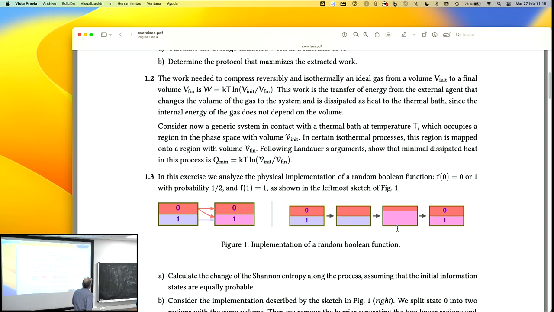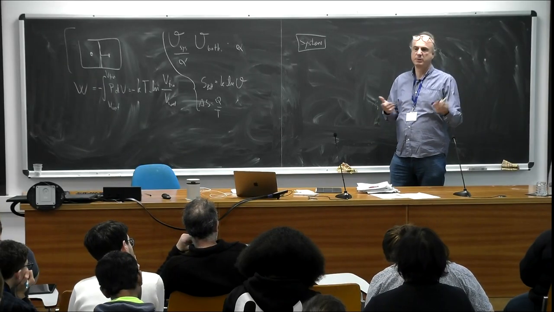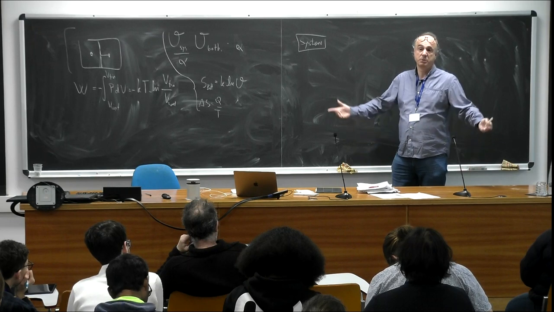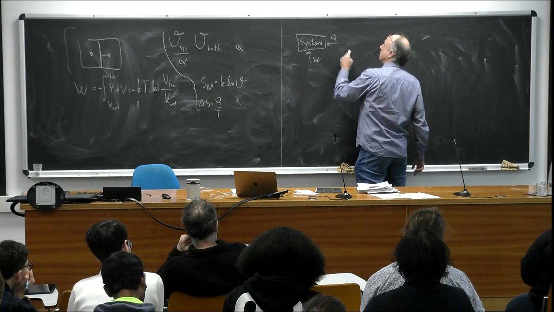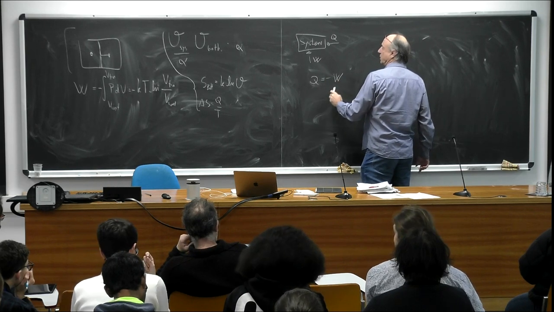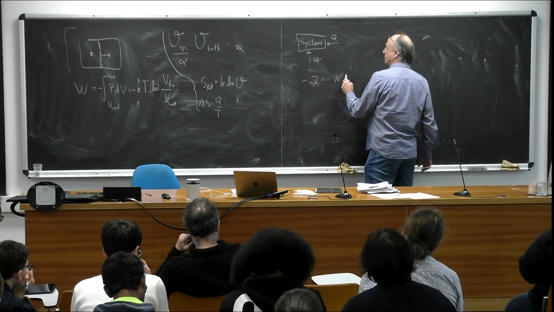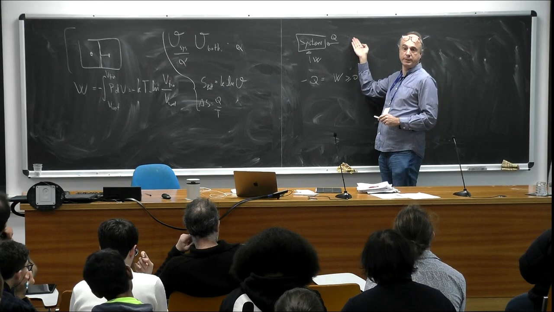So essentially, in these examples, or at least this is my point of view, of course, you can cook up models with different energies and so on, but essentially what you have is a system where the energy doesn't change. It's a bit like the symmetric free memories that you have in a computer or in DNA. There is a work, and there is a heat, and the heat is minus the work. Or if you like, the work is minus the heat and is positive.